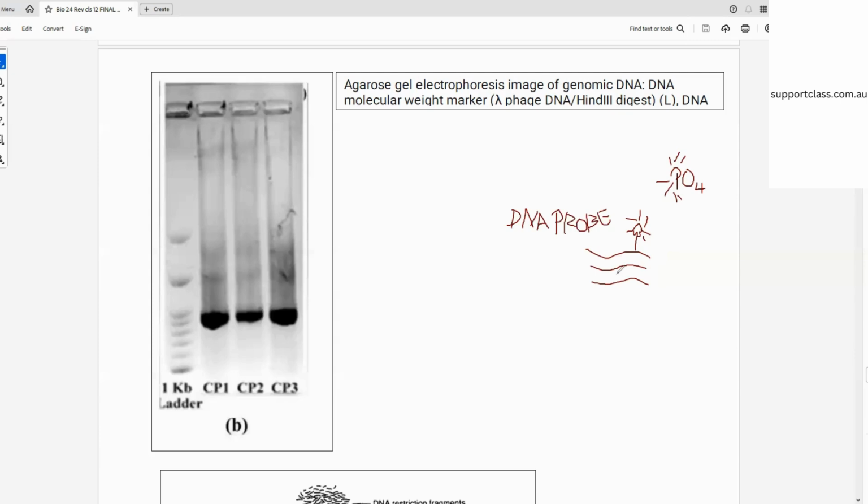So likewise, we join them. All of the PCR fragments, we label them. Likewise. So now it is a probe. Now, with this probe, that's what your answer says. With this probe, how do you identify exactly that band?